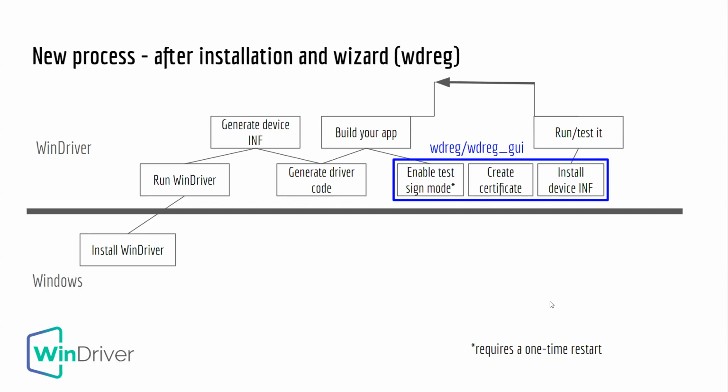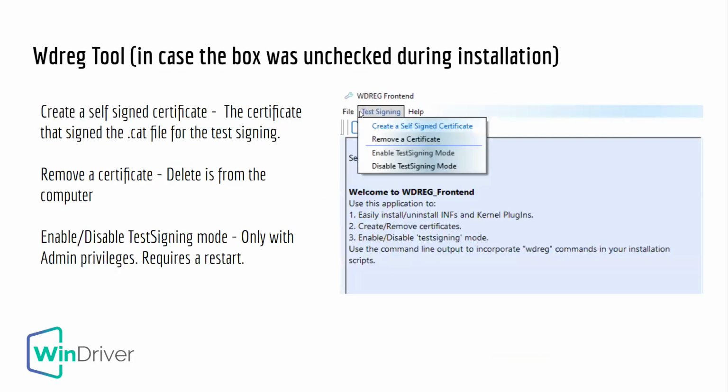You will have to be with admin permissions in every part. Every change in the computer mode will require admin permissions, so you will have to open the WD-Reg with admin permissions, but you will be able to do this after installing WinDriver. Okay, so you can run, test and build your app, and you won't need to restart every time, only one time. And this is how it looks like.